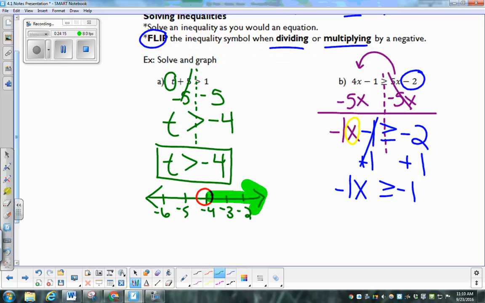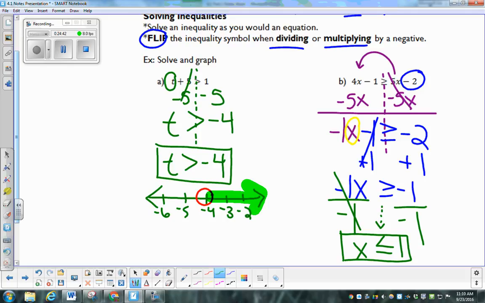So now, to get x by itself, I need to divide by negative 1 on each side. This is why I wanted to move all the x's to the left side, because now I'm dividing by a negative number. That means instead of x is greater than, I'm now going to flip that symbol. See how I flipped that symbol? From greater than to less than. And then negative 1 divided by negative 1 is positive 1. So our solution here is x is anything less than or equal to 1.